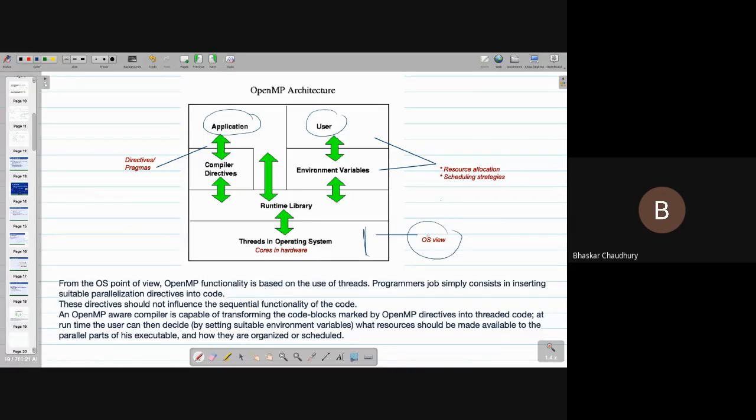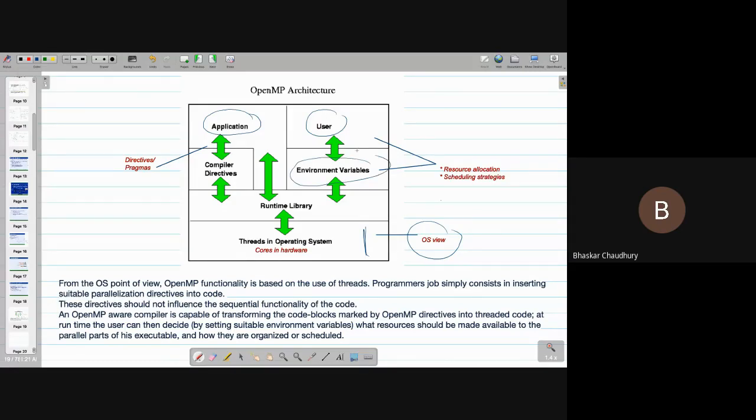Now the user is going to use only some environment variables. So what are those environment variables? The user will decide, I want to run it on how many threads. I want to use what kind of scheduling strategy. By scheduling strategy, I mean how much amount of work is to be given to which thread, in what way the work will be divided, so that the user can decide. That can be decided using the environment variables.